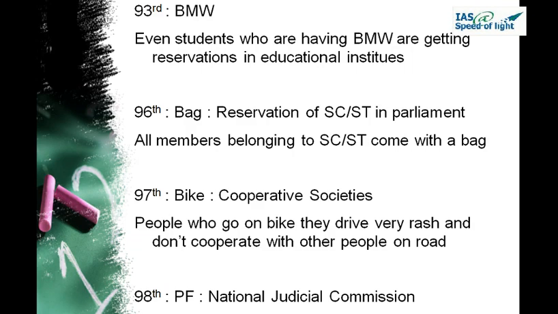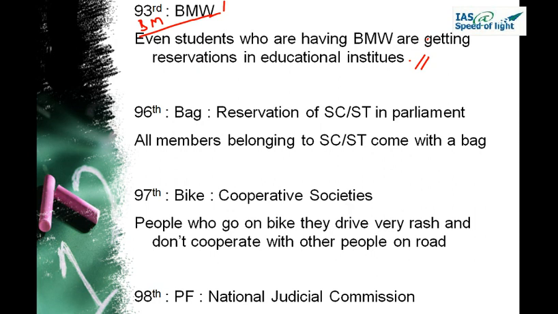93rd Amendment Act. So for 93rd, 9 is B and 3 is M. So it becomes BMW. It deals with the reservations in educational institutes. So even students who are having BMW are getting reservations in educational institutes. Okay, so reservation in educational institutes, we are relating it to the 93rd Constitution Amendment Act. 93 is BM, that is BMW.